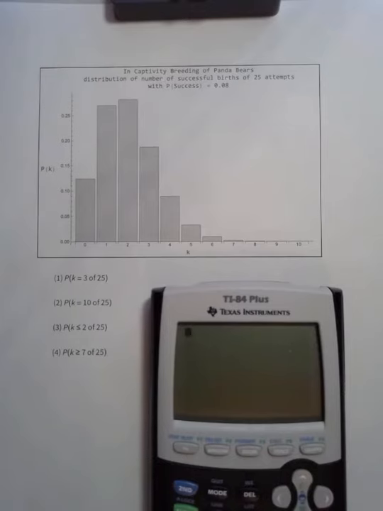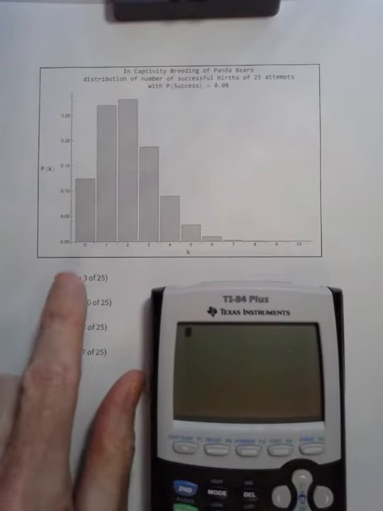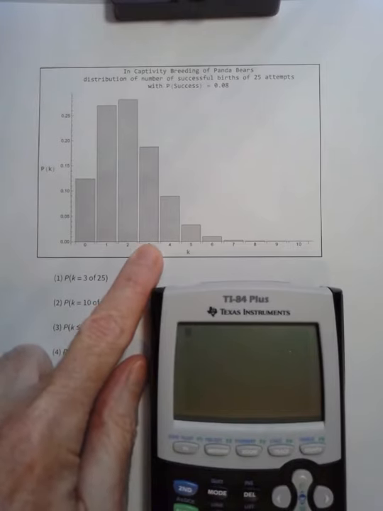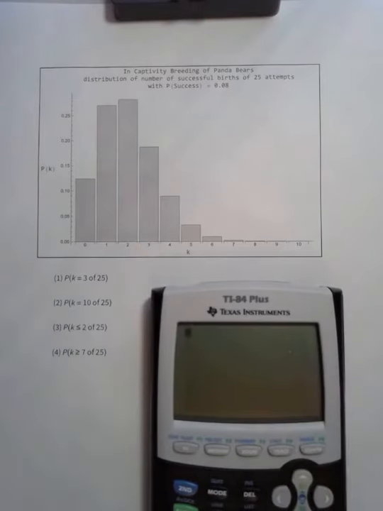In our example here, we've plotted the binomial distribution for the in-captivity breeding of panda bears, where it's the distribution of the number of successful births in 25 attempts, where the probability of success is fixed at 8% on each attempt. As we can see, it's very likely to get none or one or two or three successes in 25 tries, but very, very unlikely to get more than 8. And we can compute these values using the TI84.